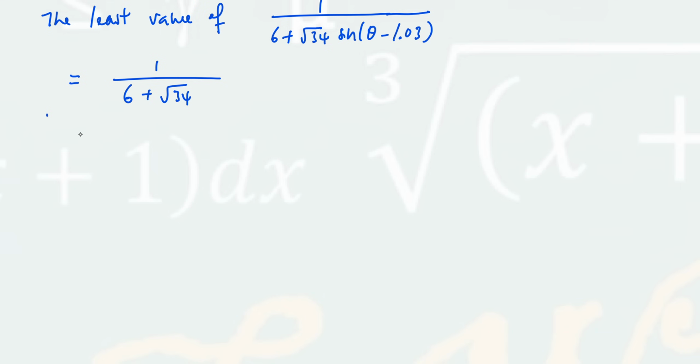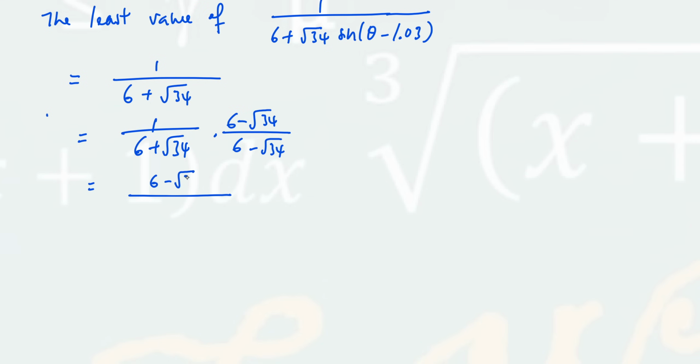Okay, and we do not leave our answer with the square root in the denominator. So what to do, same as just now, is rationalize it by multiplying by the conjugate. Then here it is going to be 6 minus square root 34, and when you expand, the denominator is 2. And now, this happens when sine theta minus 1.0304 is positive 1.